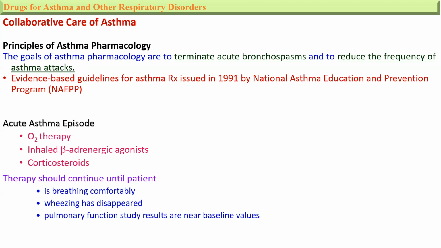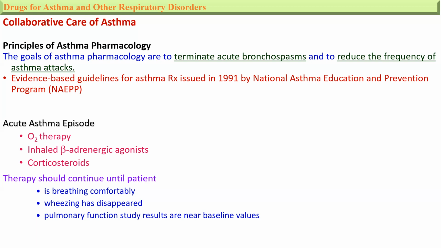Status asthmaticus is life-threatening because it may lead to more detrimental and fatal, dangerous health conditions like pneumothorax. Sometimes death is usually a result of the patient developing respiratory arrest or cardiac failure.